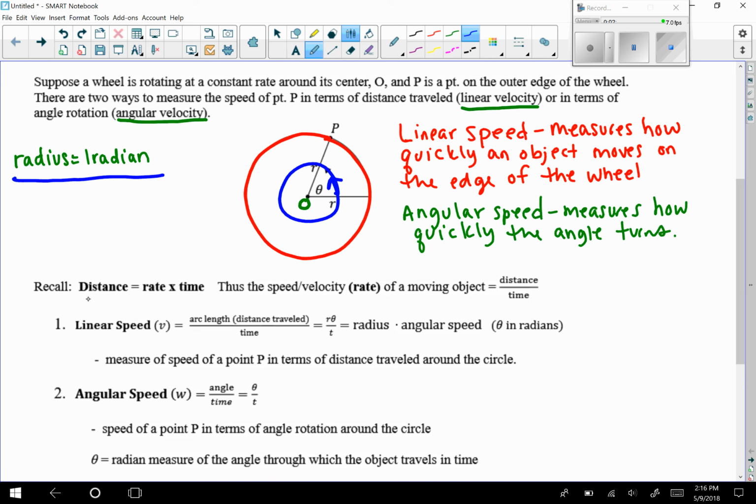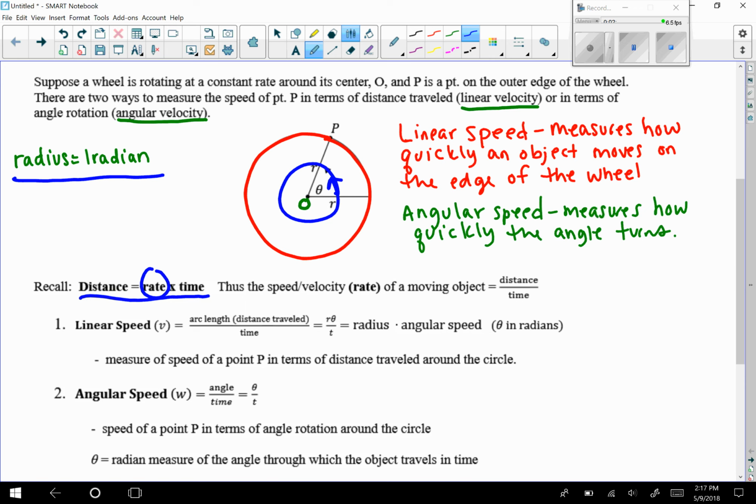So don't forget about distance being equal to rate times time. When we're talking about the velocity, we're talking about the speed, which is your rate. So if we solve for the rate, we actually get the distance over time. So the linear speed is going to be equal to the distance divided by the time. Well, what is that distance? If we're talking about the outer edge of the wheel, we're talking about the arc length over time. So remember, we said the arc length is r times theta, over t. So we're going to be using that equation for our linear speed.